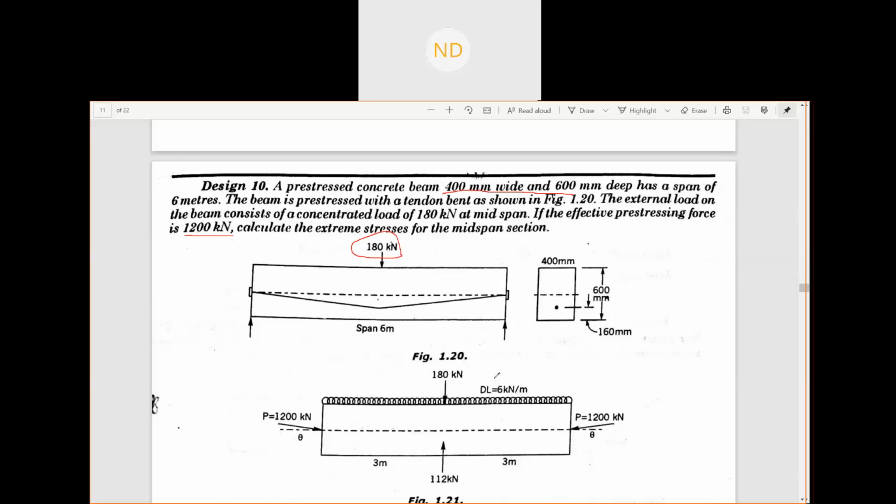Your dead load is calculated here. Dead load moment to be WL square by 8. WL square by 8 will give you your dead load to be 6 kilonewton per meter. Once you calculate, you will yourself know what your dead load is. Then we have this pre-stressing force 1200 kilonewton, which is going to act here at an angle theta. We assume it to be at an angle theta also.